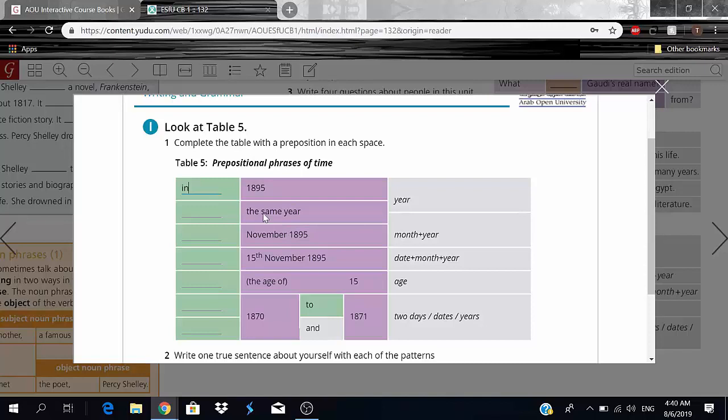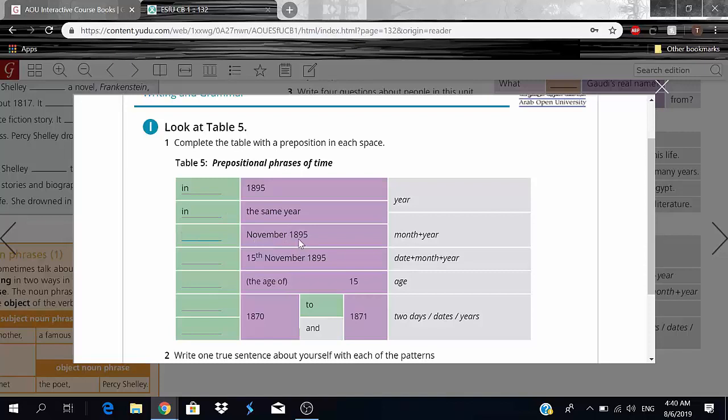Okay, and then we have the same year. So I don't say at the same year, that's wrong. We also say in. So in 1895, in the same year. Okay, now we kind of added a month.